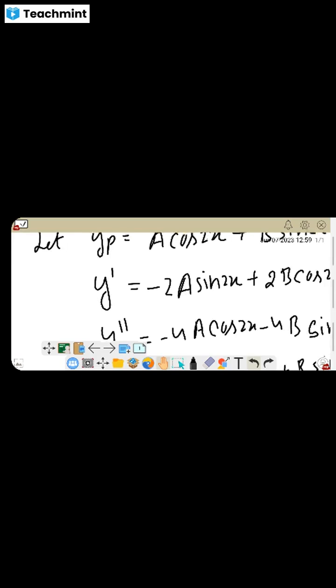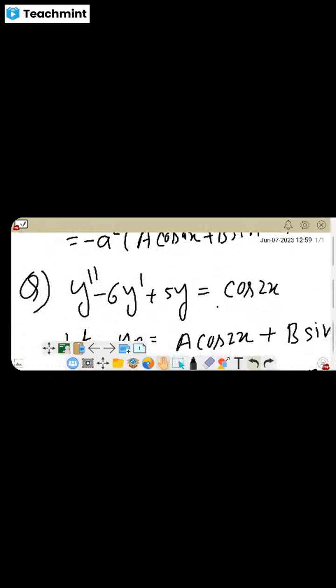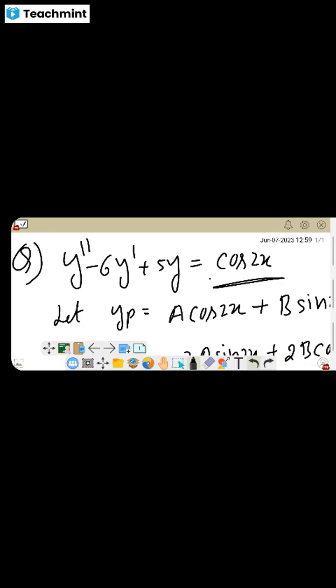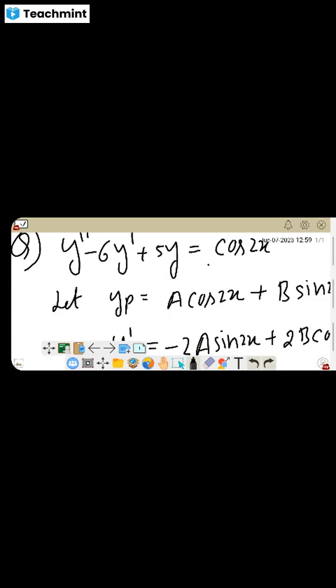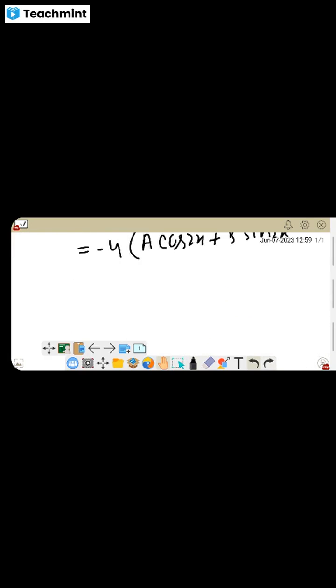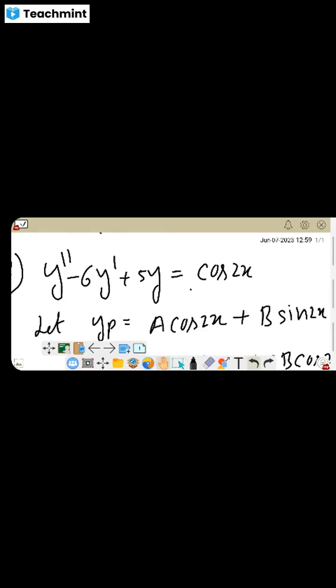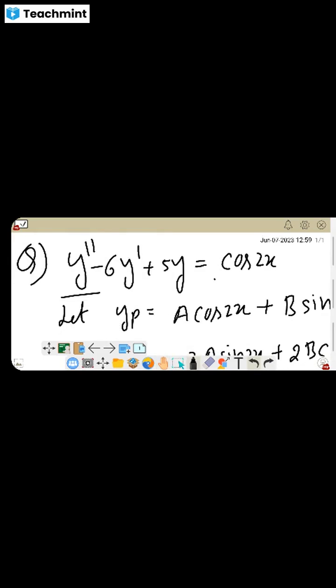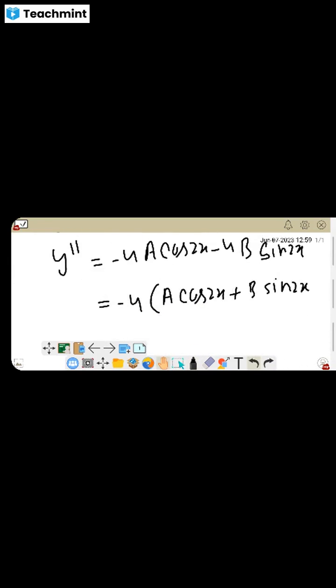We are taking this equal to 0 for CF, and for PI we'll take as such. Yes. So here in this equation we are using a value of y double dash. You can see here this is same as y.